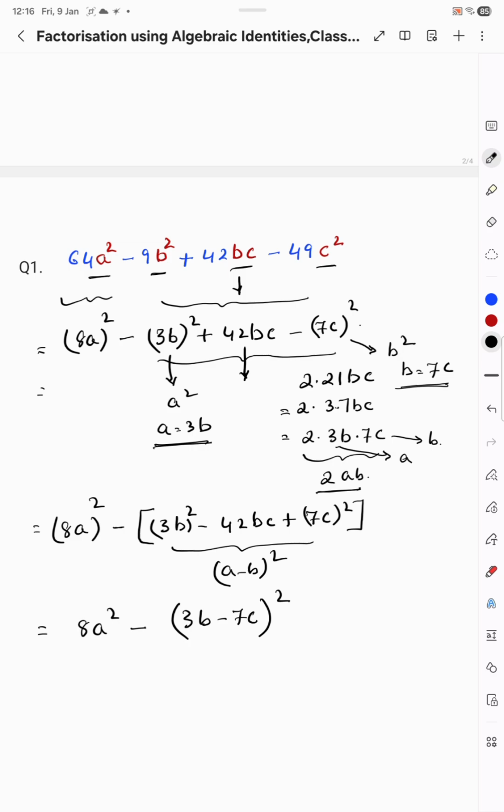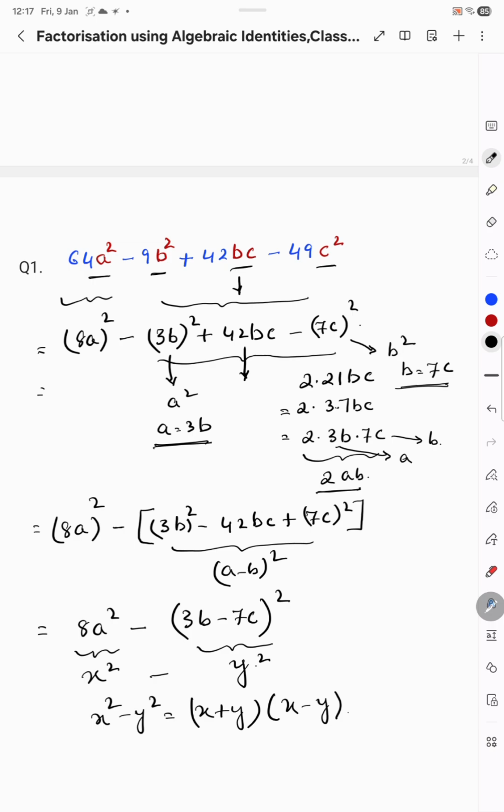Now let's see what we can do with this. Here we have got difference of 2 squares. So we can take this 8a square as one expression, let it be x, and we can take 3b minus 7c whole square as the second expression, let it be y, or x square minus y square. This can be written as x plus y into x minus y. We are using this identity here.